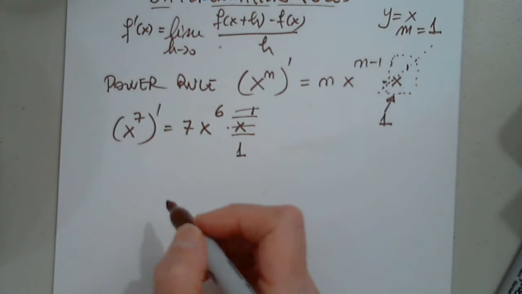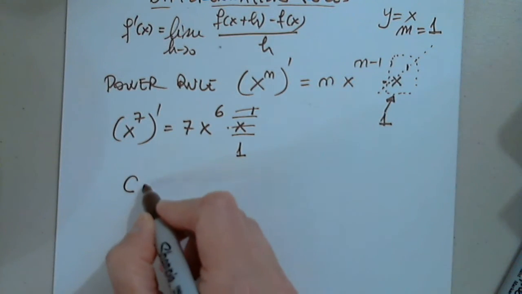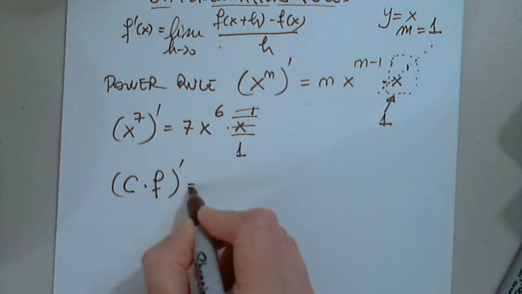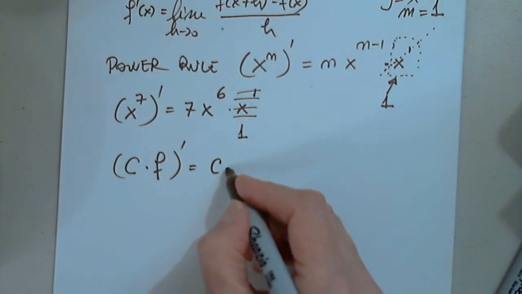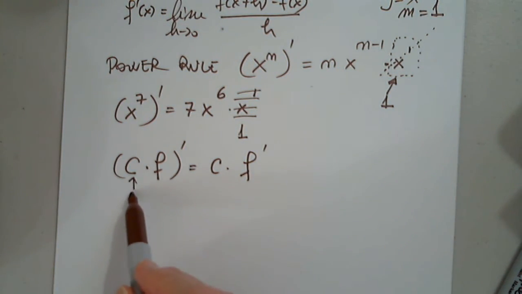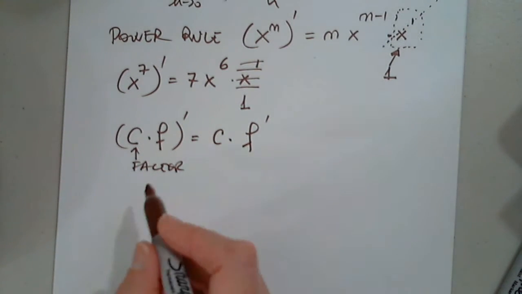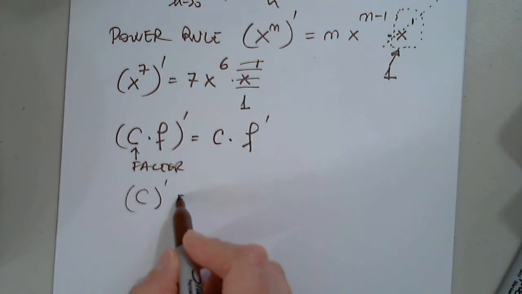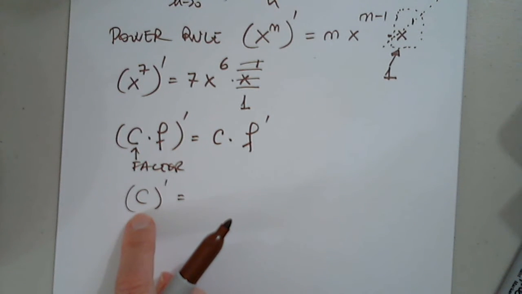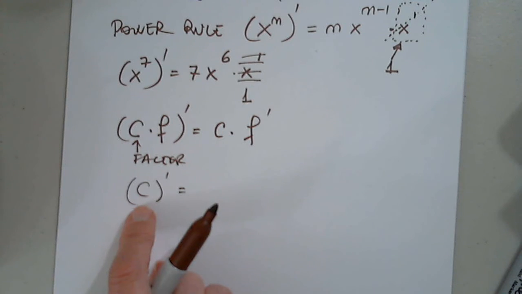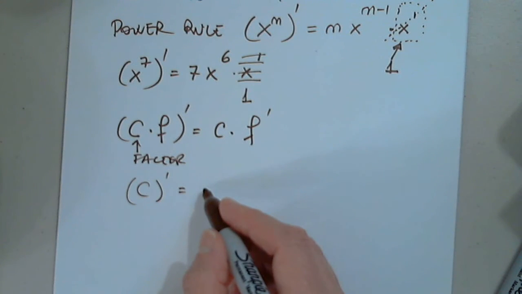I would like us to also talk about something like a constant times the function prime. So that is the constant times the function prime. And this is a factor. As you see, it's multiplied. Now, if I have a constant, any constant prime, what is the rate of change of 5? I have $5 in my pocket. What is the rate of change of 5? How fast does 5 change?